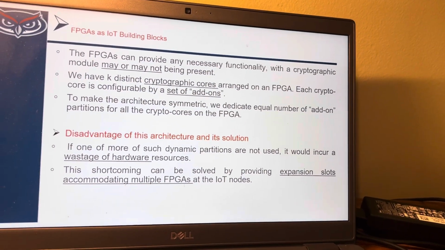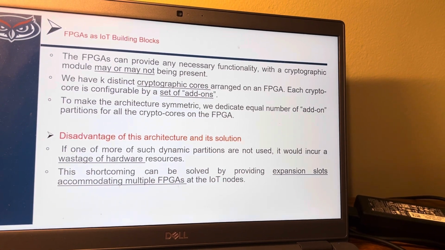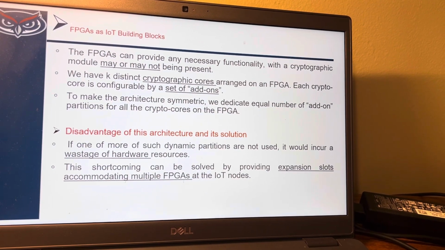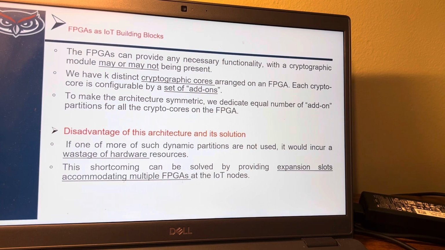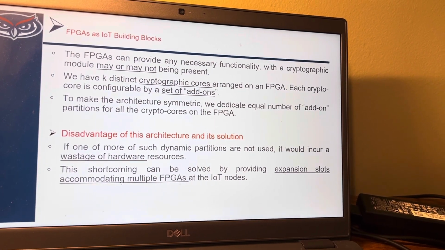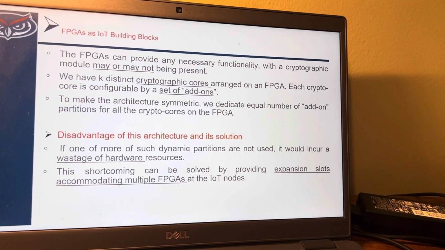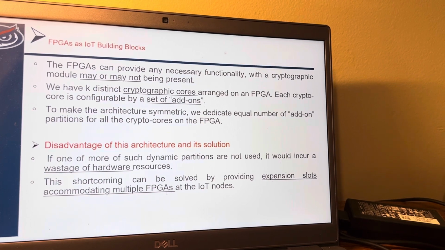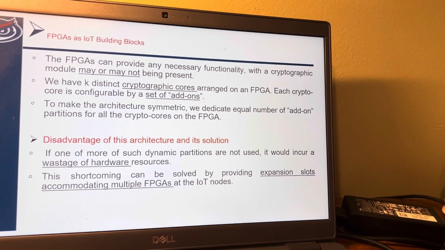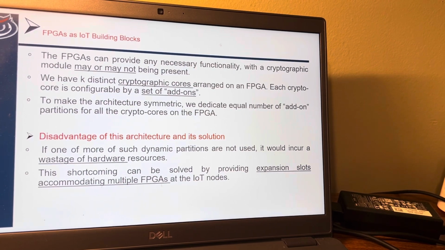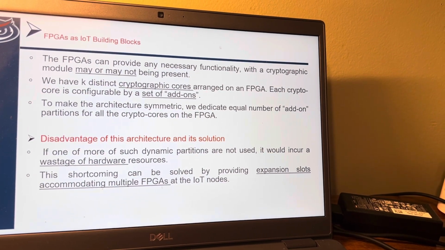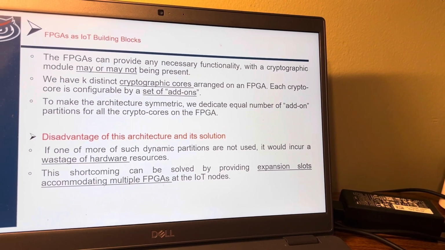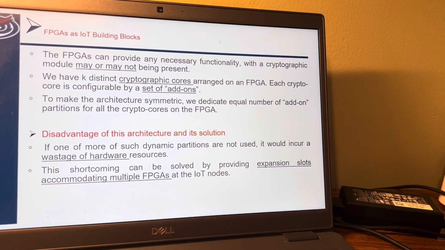The FPGAs can provide any necessary functionality, whether a cryptographic module is present or not. We have k distinct cryptographic cores arranged on an FPGA. Each crypto core is configurable by a set of add-ons. So we have lots of add-on parts connected to the crypto core, and since we are going to have a symmetric architecture, the number of add-ons connected to each crypto core should be equal.